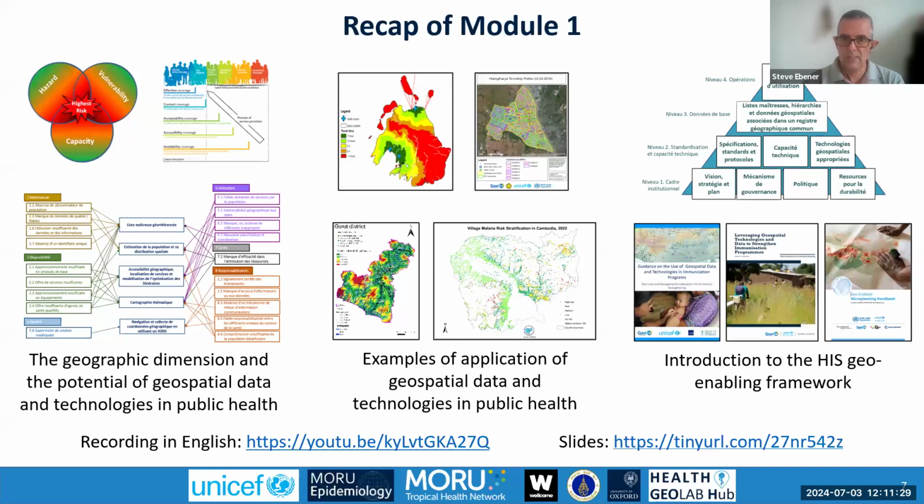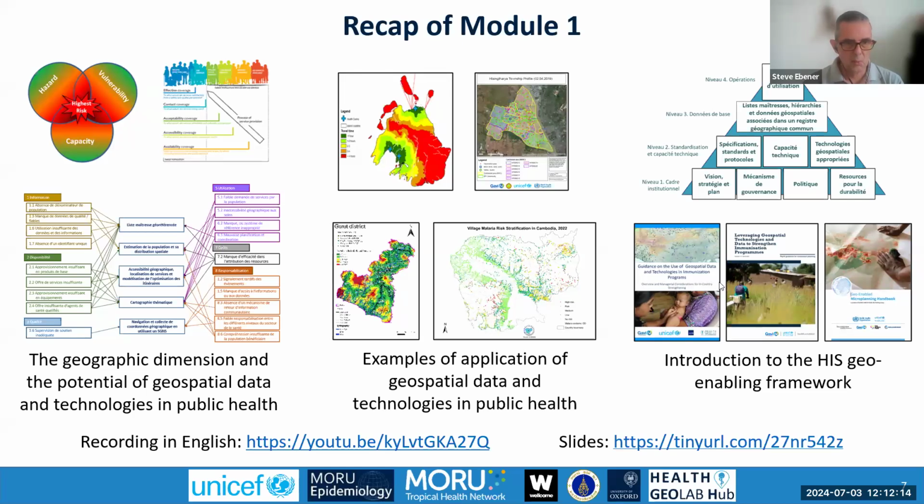We then went through a set of examples, real projects that have been implemented in countries using geospatial data and technologies to help address specific challenges across different use cases like planning, communicable vector-borne disease, immunization, and emergency management. And we ended the module by introducing the HIS geo-enabling framework. Here is the link, again for those who could not attend the first module, to have access to the recording as well as the slides, in case you want to have a look even during the talk today.